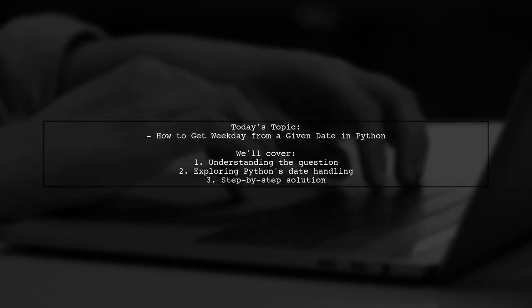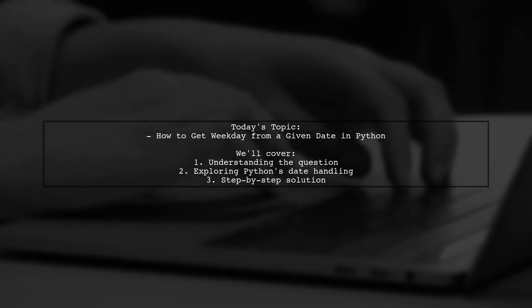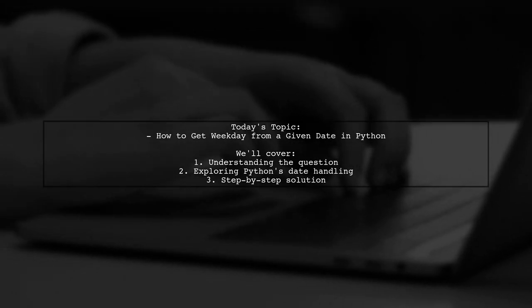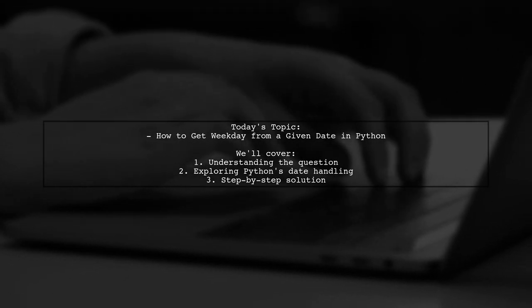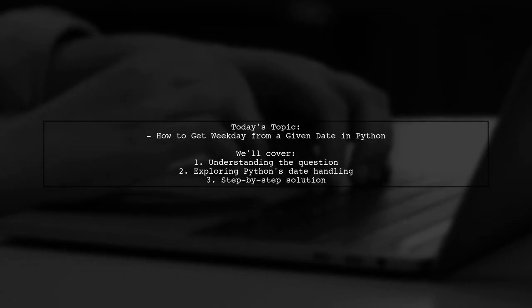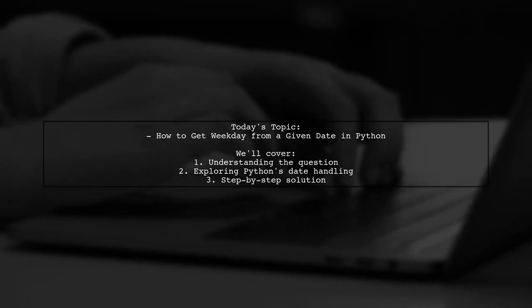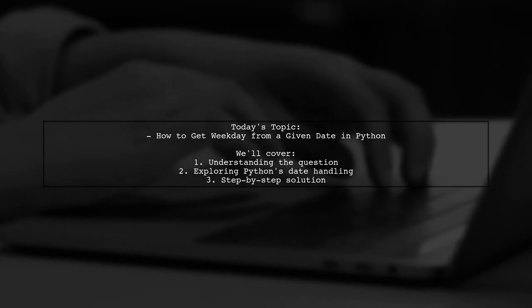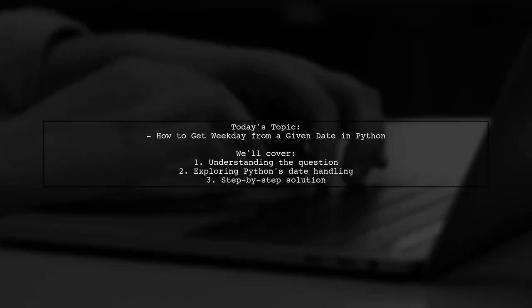Today we're tackling a question that many of you might have wondered about. Our viewer wants to know how to determine the weekday from a specific date, like October 18th, 2001. Is it possible to find out if that date was a Monday, Tuesday, or any other day of the week using Python? Let's find out together.